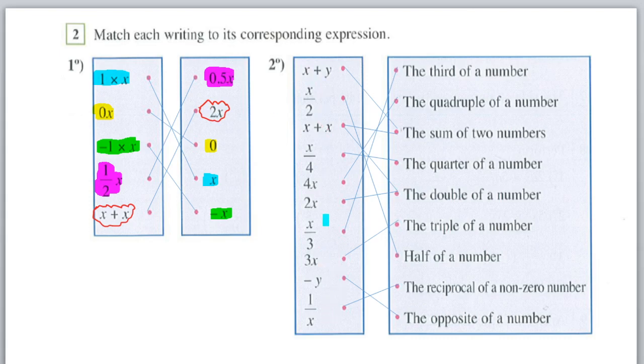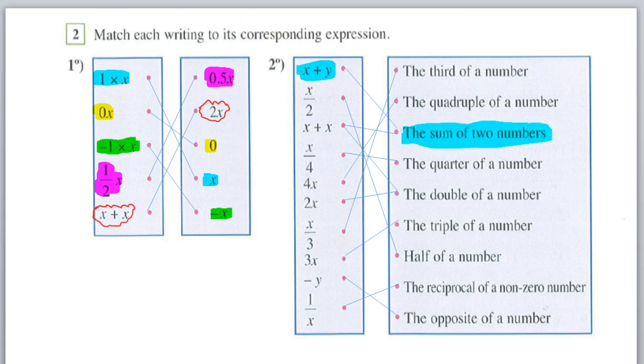We need more colors here since there are a lot. Here you need to match each expression with the sentence that represents it. For example, x plus y. The options are: the third of a number, quadruple of a number, the sum of two numbers, quarter of a number, double of a number, triple, half number, reciprocal of a number, opposite of a number. So x plus y, x is a number and y is a number, and the plus, so you are adding them, so it's the sum of two numbers.